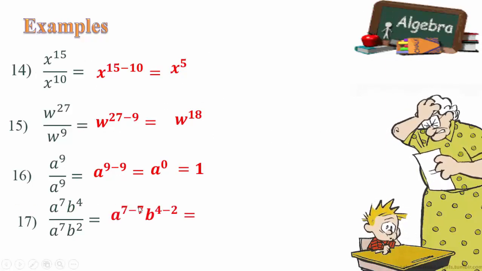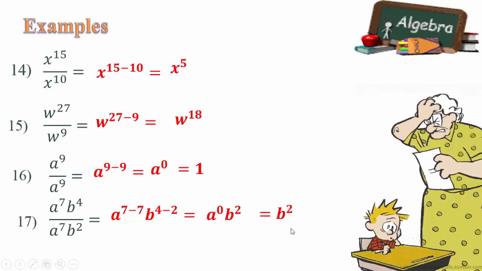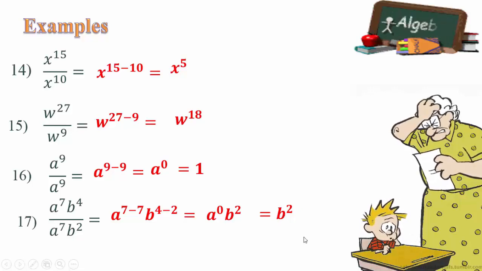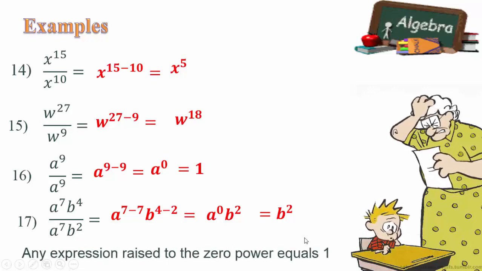When reviewing what we just did on the whiteboard for example number 17, we see that we collect the a's, and 7 minus 7 is 0, and the b's, 4 minus 2 is 2. And as we said, anything to the 0 power is 1, so that gives us 1 times b squared, so that means it's just b squared. So remember, any expression raised to the 0 power is equal to 1. This will come up many times and very often, so it's very important you understand this concept.